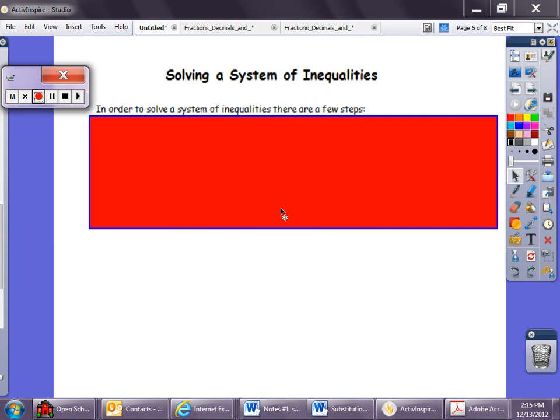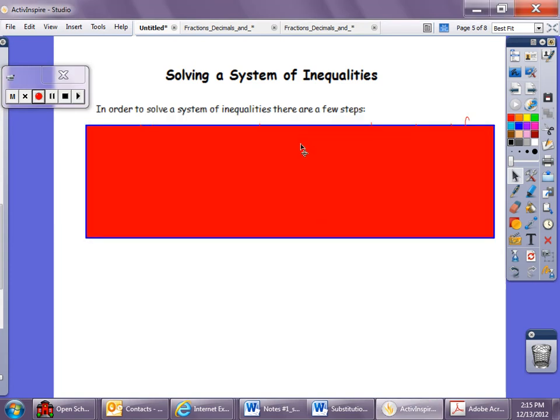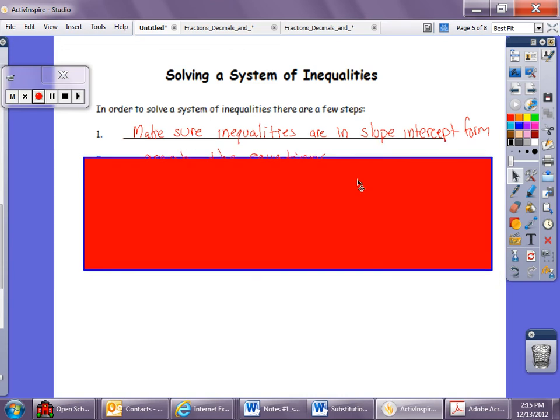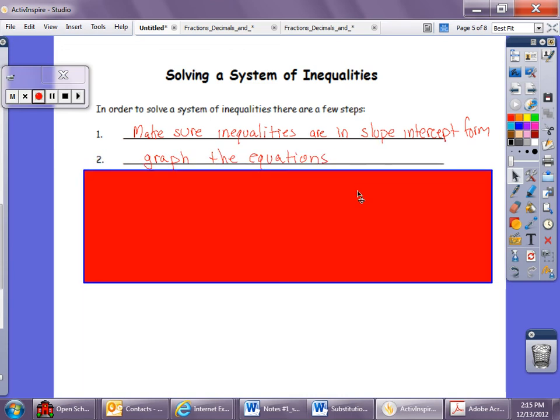Alright, solving a system of inequalities. Now, in order to solve a system of inequalities, there's a few steps, just like solving a system of equations, basically the same steps. First thing we want to do is make sure our inequalities are in slope-intercept form so they're very easy to graph. Once we have that, we check that. Then the second thing is we're going to graph our equations.